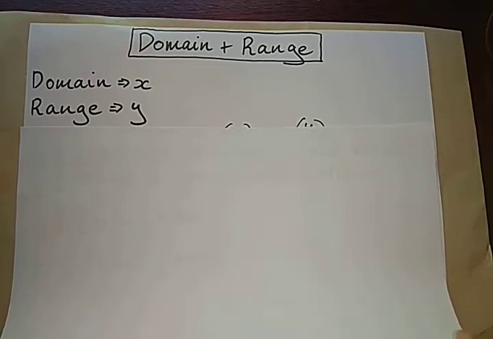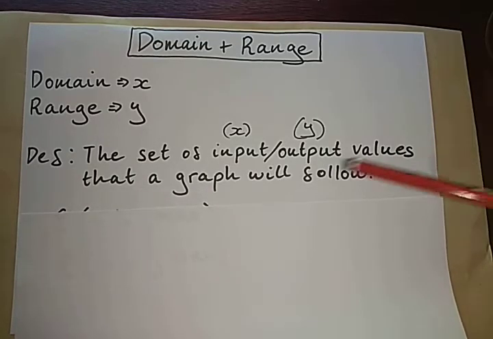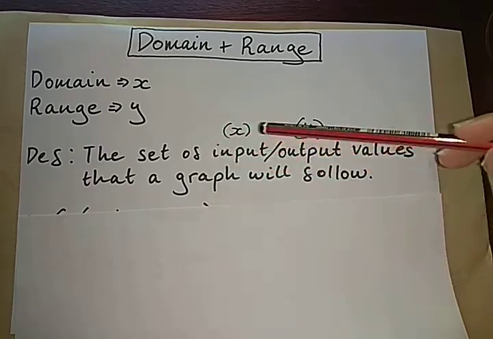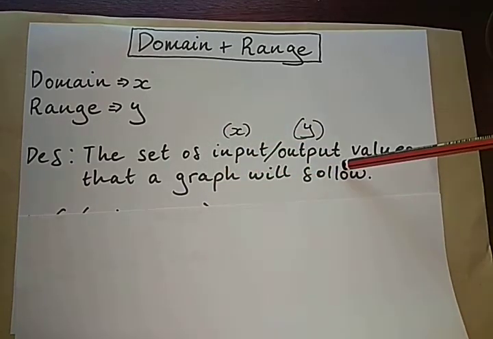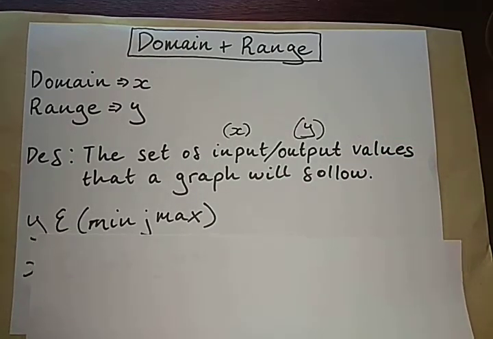Let's look at a short definition for what domain and range actually means. It says that domain and range are the set of input and output values, so the set of the x values and y values that a graph will follow. And the way that we express domain and range are identical.